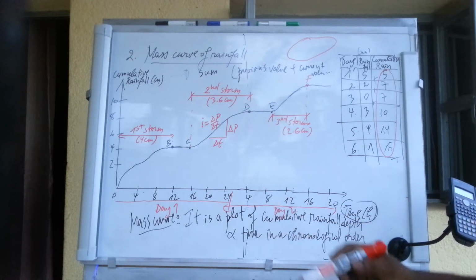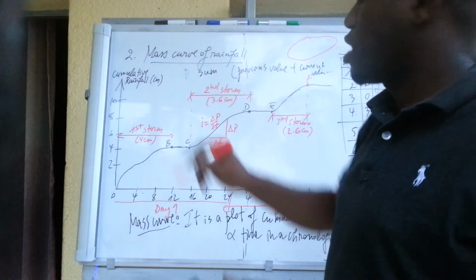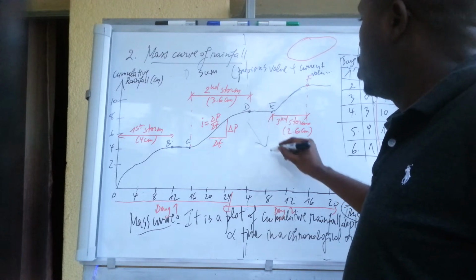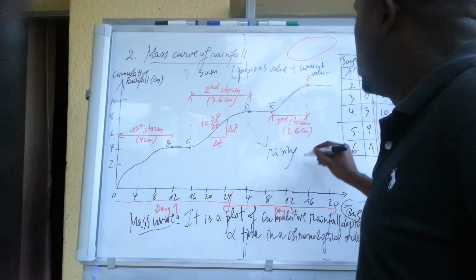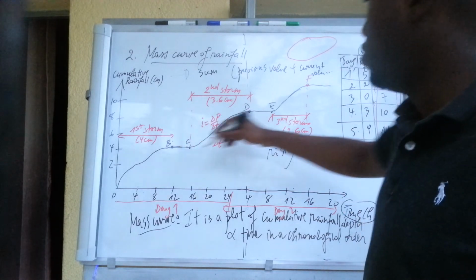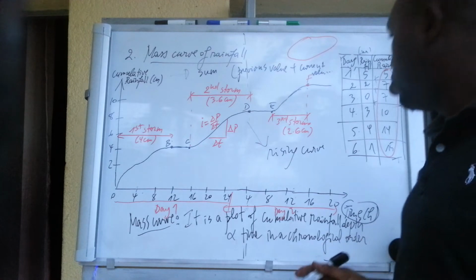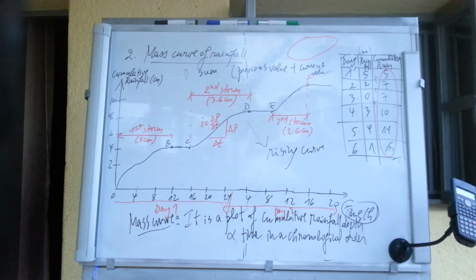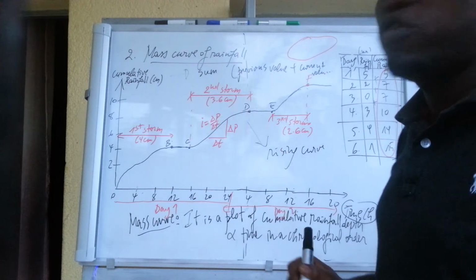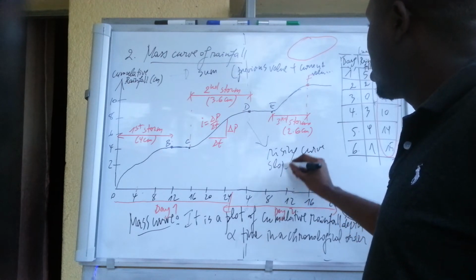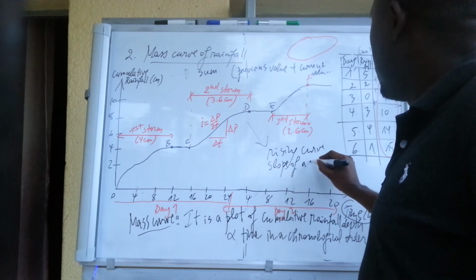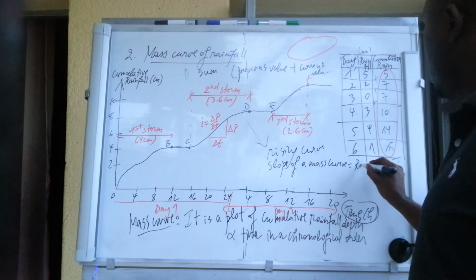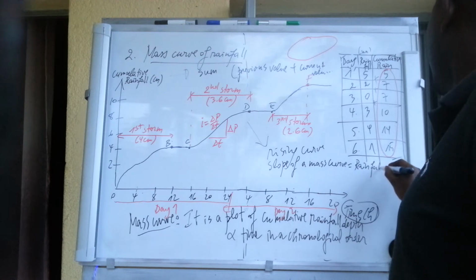So mainly what we can say, the mass curve is plotted by using a rising curve. So you see this curve is rising at a positive slope, something like that. And the slope of a mass curve provides the rainfall intensity in that period. Rainfall intensity.